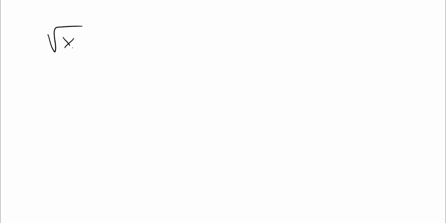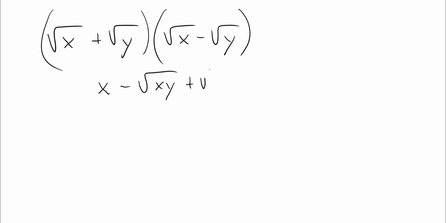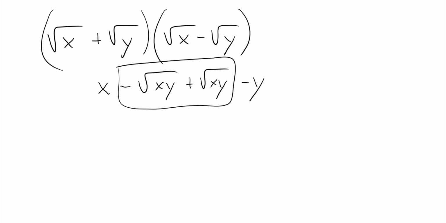So square root of x plus the square root of y times square root of x minus the square root of y. So if I FOIL that, I get root x times root x is just x, outer minus square root of xy, inner plus the square root of xy, and last minus y. And notice that these cancel, so your answer is just x minus y. Okay, not bad.